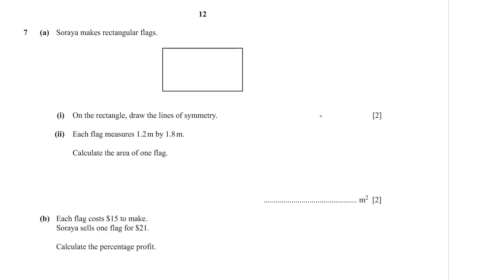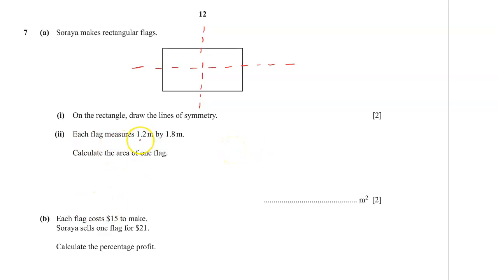Number 7, Soraya makes rectangular flags. On the rectangle, draw the lines of symmetry. The line of symmetry will be in between here. This is one line of symmetry. The other one will be right in between there. The line of symmetry.